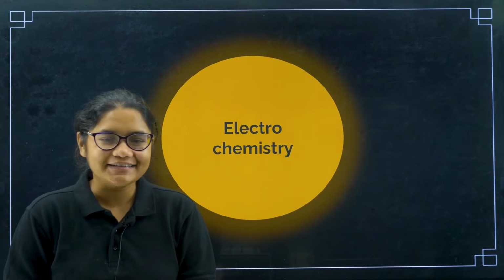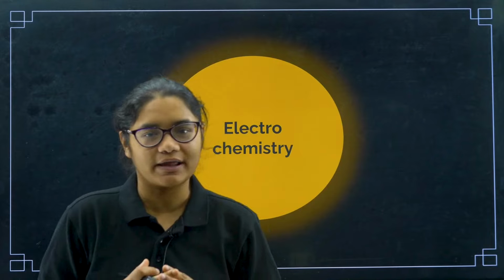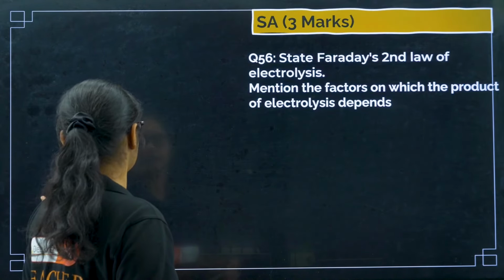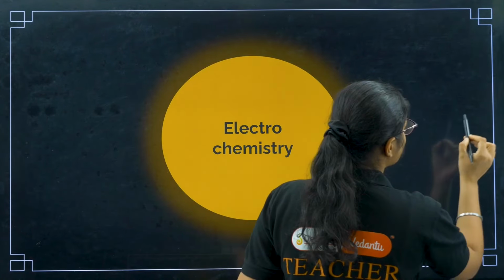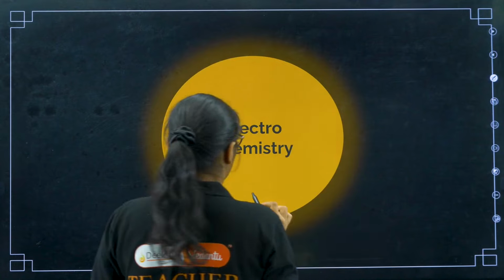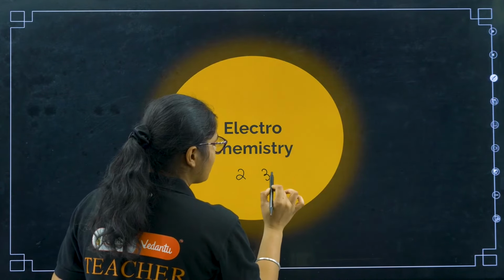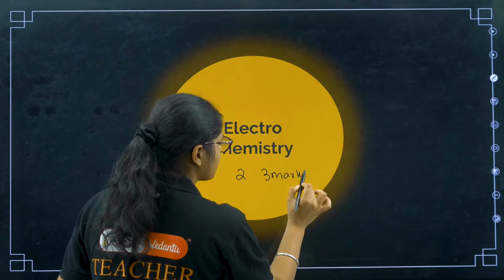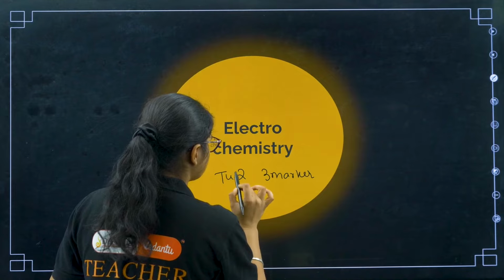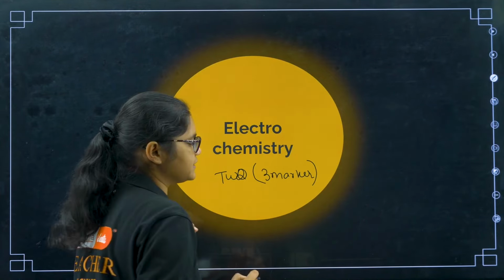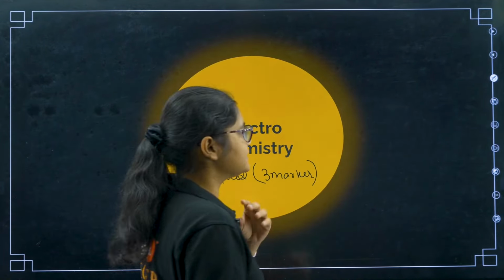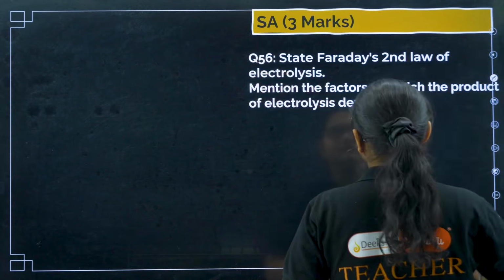Okay, so that's all, students, in the chemical kinetics chapter. The next chapter we'll be doing is electrochemistry. Hello students, so now let's continue with the chapter electrochemistry. In this you will be getting two 3-marker questions from this chapter, and I'll be telling you all the important questions that are there.